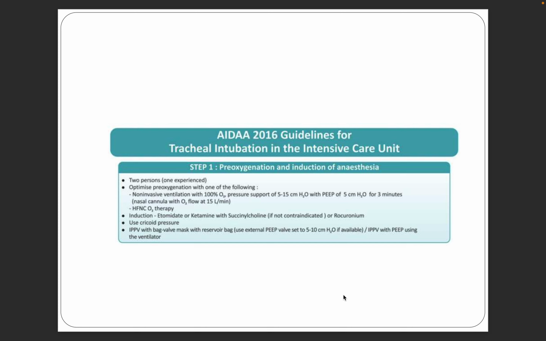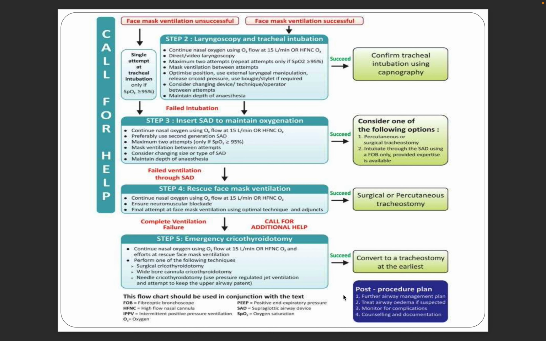So these are the AIDAA 2016 guidelines for tracheal intubation in the intensive care, and we have discussed exactly those 5 steps. So this is step 1, the step 2, the step 3 when there is a failed intubation, then when there is a failed ventilation through SAD, if there is complete ventilator failure, and of course you are going ahead with something like emergency cricothyroidotomy or FONA.